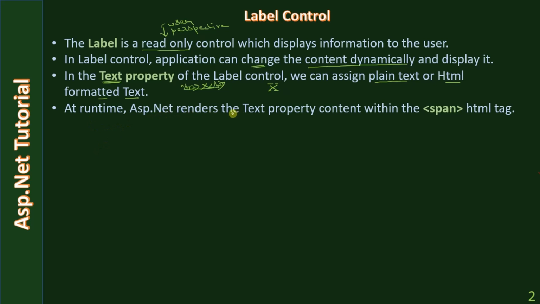At runtime, ASP.NET renders the Text property content within a span tag. Suppose here h2, closing tag h2, x, and you placed that as the Text property. At runtime, what happens? You will have a span tag, and inside the span tag, you will have an h2 tag and x, then the closing h2 tag, then the closing span tag.